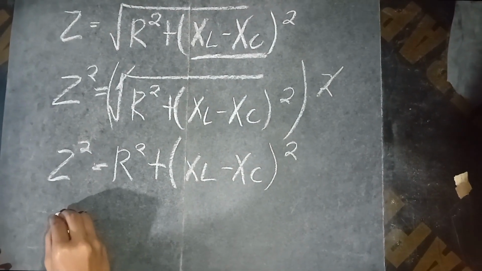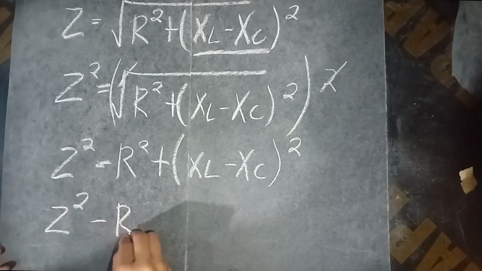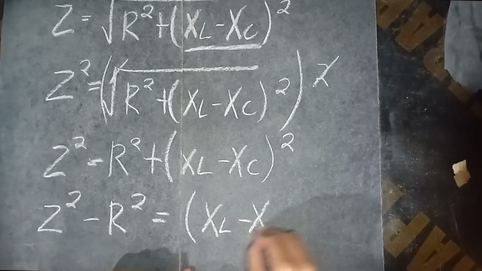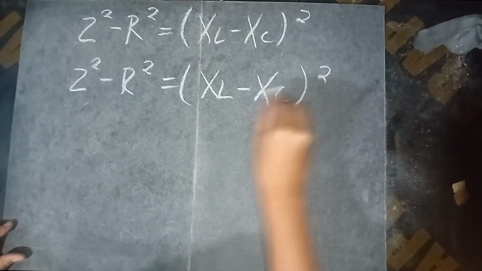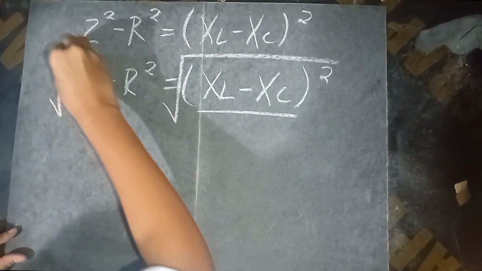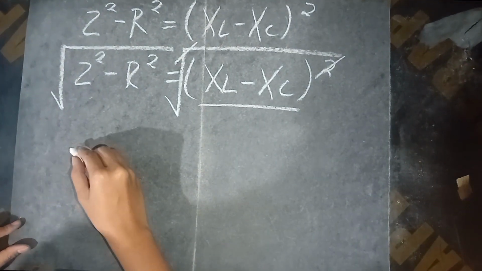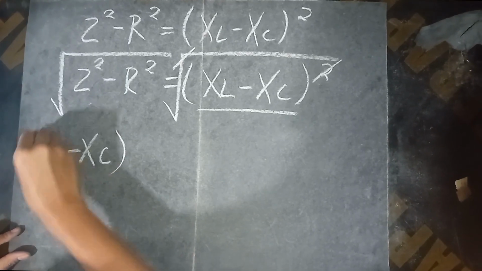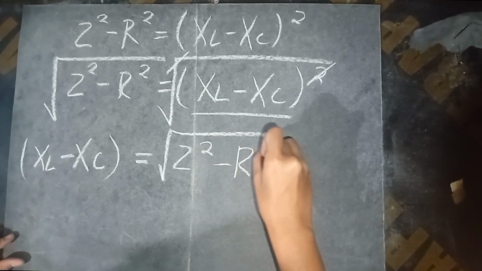So, after that, atong i-transfer. So, Z squared minus R squared is equals XL minus XC squared. Na minus siya kay atong i-transfer man siya. After that, since si XL man og si XC atong gipangita, atong i-square root both sides para makancel ang squared. Same sa atong gibuhat kaganina. So, XL minus XC is equals square root of Z squared minus R squared.